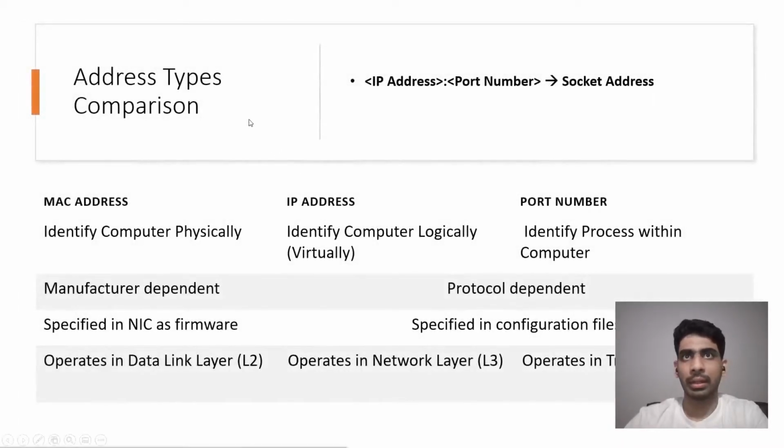So here we can see how the socket address is made. It's the combination of IP address and port number. To divide the IP address and port number in the notation, we use a colon. Here you can see the difference of these types of addresses. So we have MAC address, IP address, and port number.